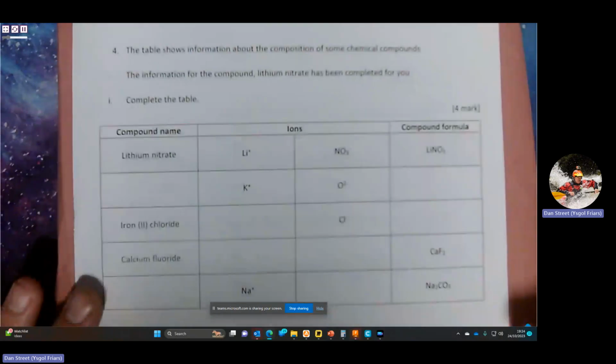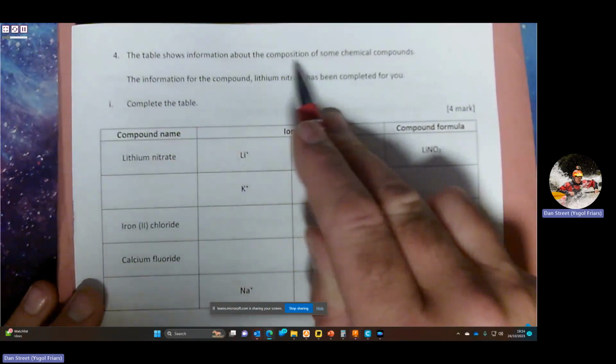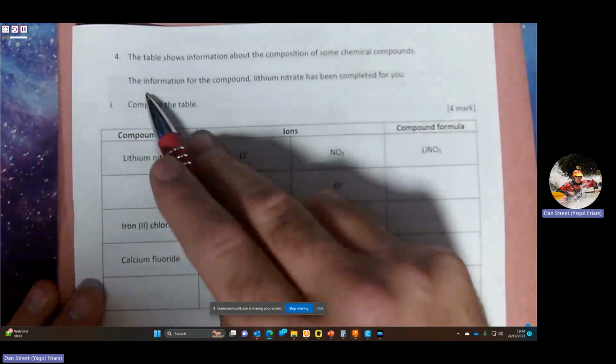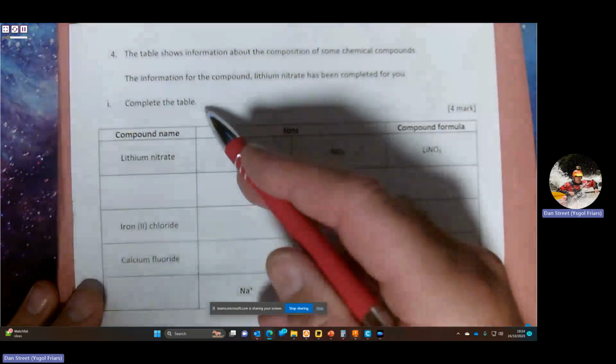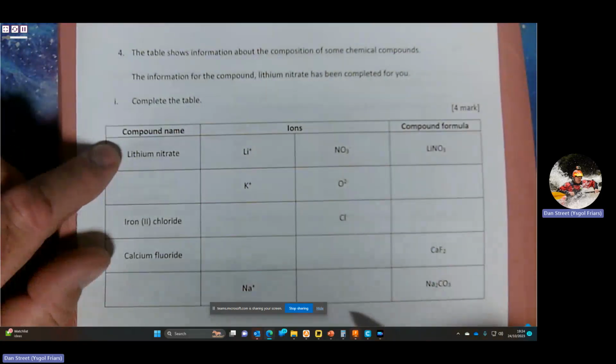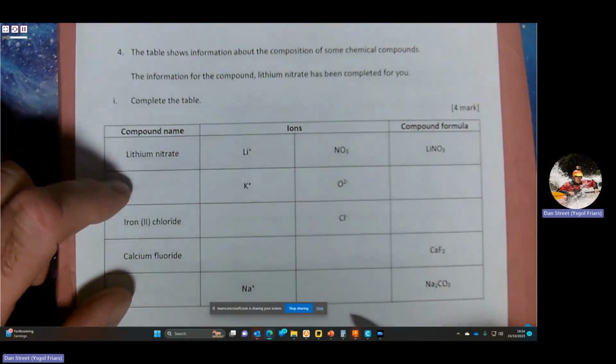Okay, so this is question 4. The table shows information about the composition of some chemical compounds. The information for the compound lithium nitrate has been completed for you. Complete the table. So here we've got the name of the compound. We've got a couple of missing gaps which we have to work out from the other information provided.